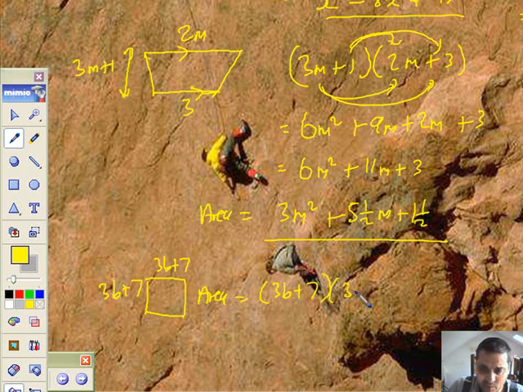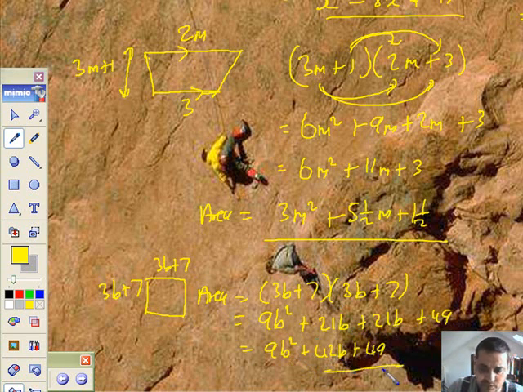3b plus 7 multiplied by itself, because it is a square. That times that, 9b squared. That times that gives me 21b. That times that, another 21b. And that times that, 49. Simplifying, 9b squared, 42b, 49. Problem solved, job done.